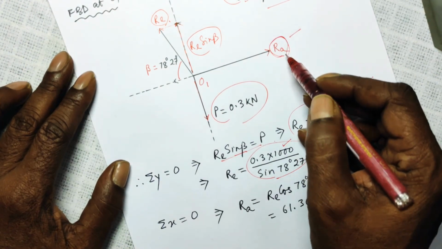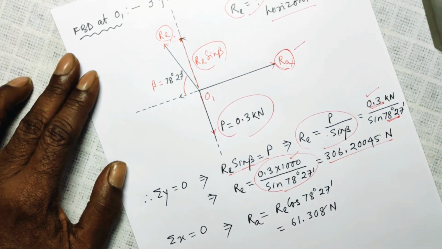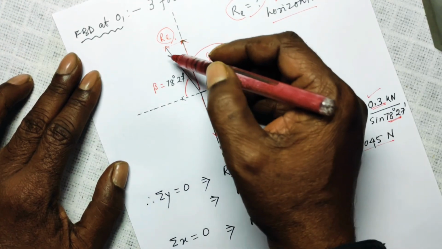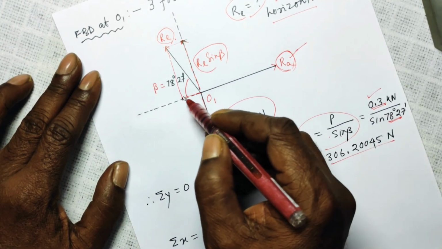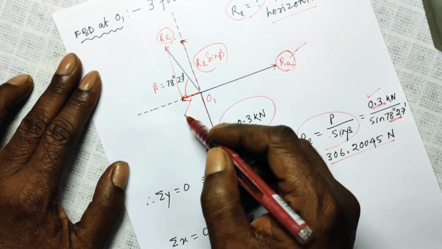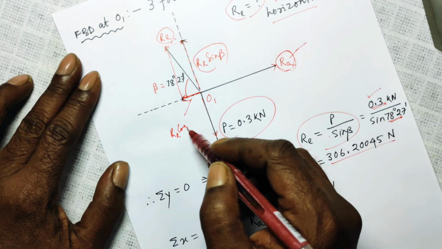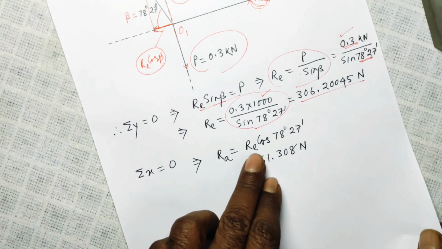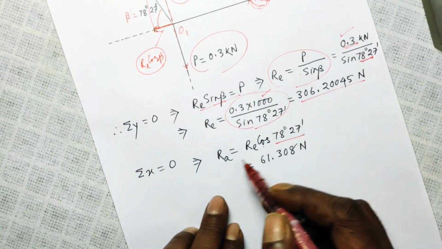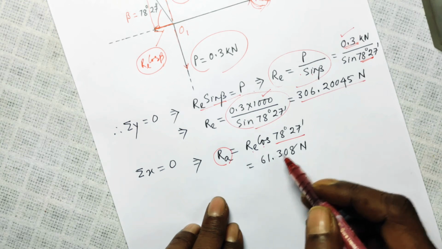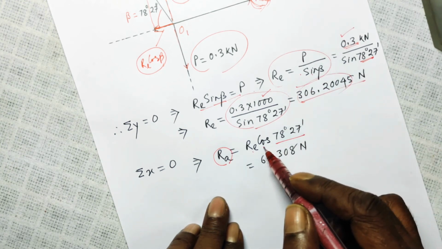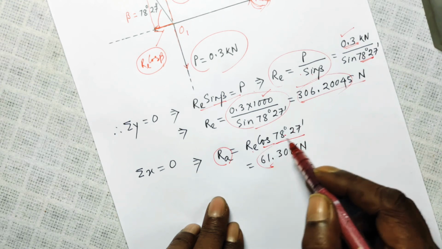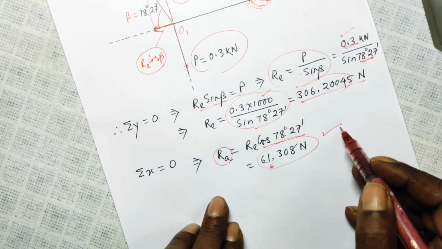Now this RA is along positive x-axis. Now which is the other one that is making this force 0? From here, if you drop a perpendicular, this component will be your RE cos beta, that is opposite to RA. So RE cos beta is equal to RA. Put the value of RE, which we just calculated, multiply with cos 78 degree 27 minute. This comes out to be 61.308 Newton. Fine. Now let us go to the point O3.